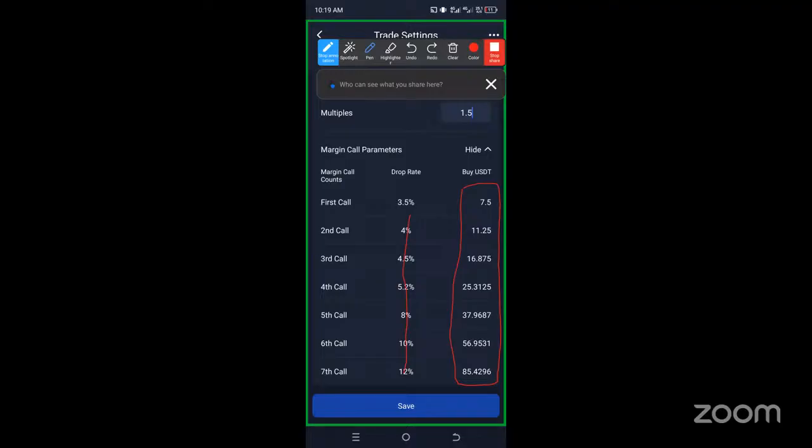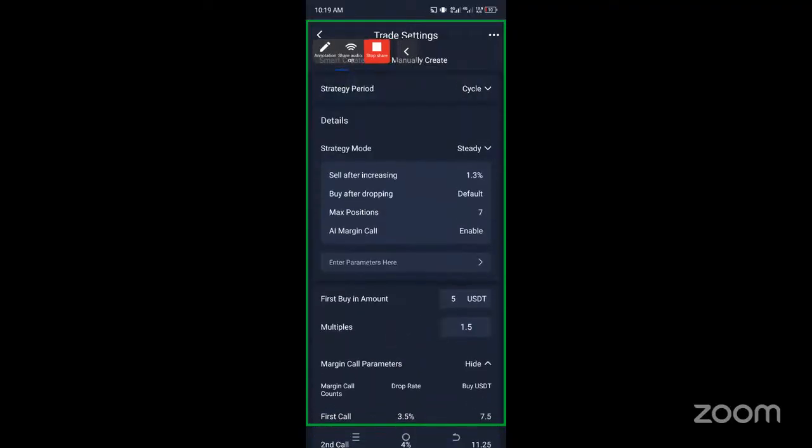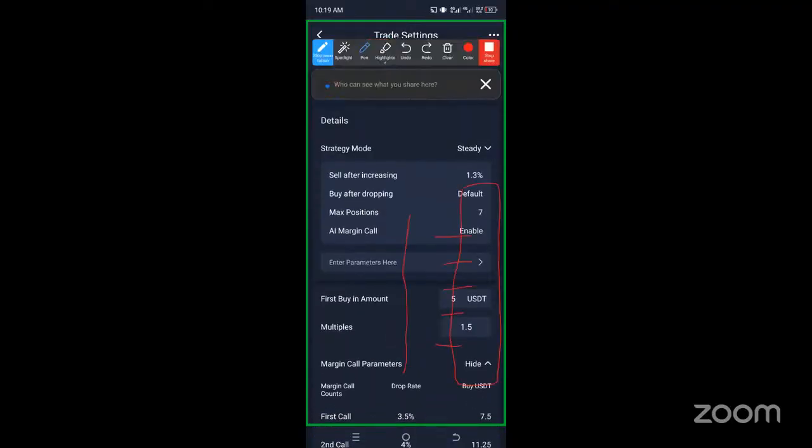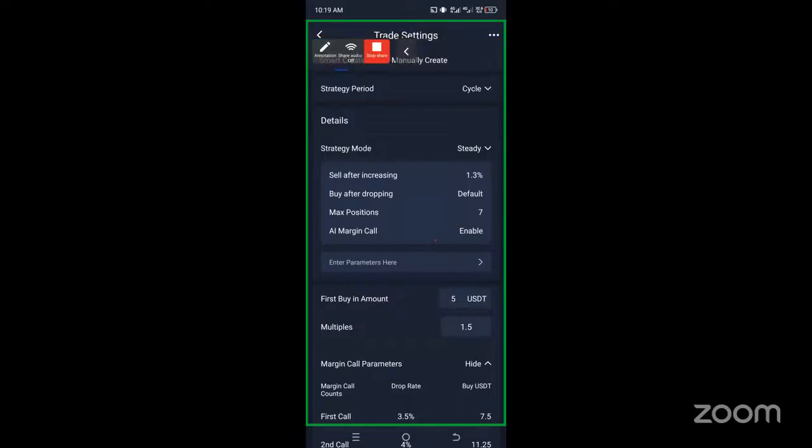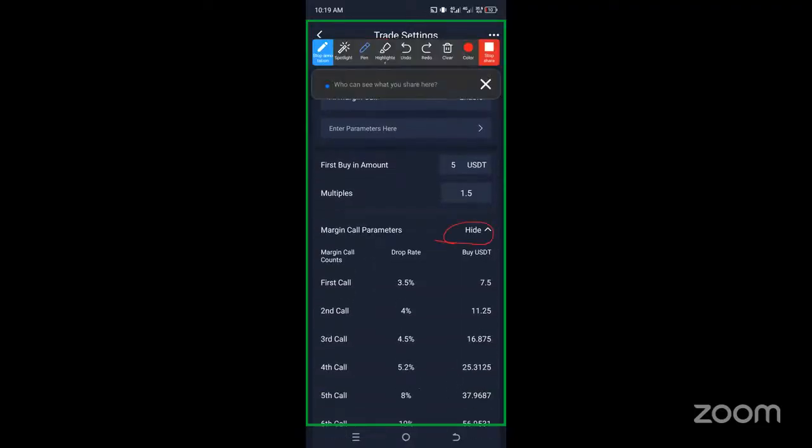The more it buys with the bigger number downward, the more the floating loss is reduced. And this time, you will realize that because AI margin is enabled, you don't need to do any other thing. The robot is in control. Your only role is to allocate capital, the way money will be invested in the market. The rest is for the robot.